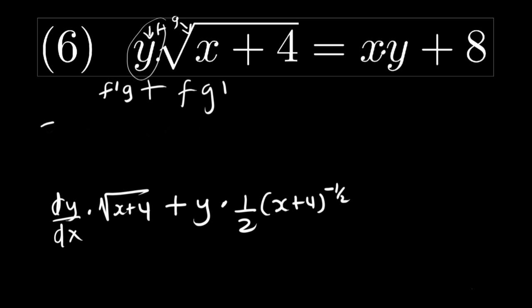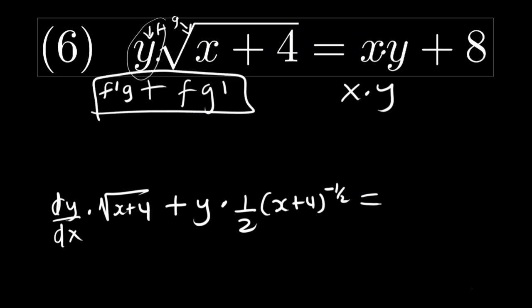Now this is the derivative of this here. Now let us find the derivative of x and y. Now the derivative of x multiplied by y is, we will use the same formula here. So f dash, we'll find the derivative of x, which is 1, multiplied by g, which is y, added by f, which is x, multiplied by g dash, which is dy over dx.